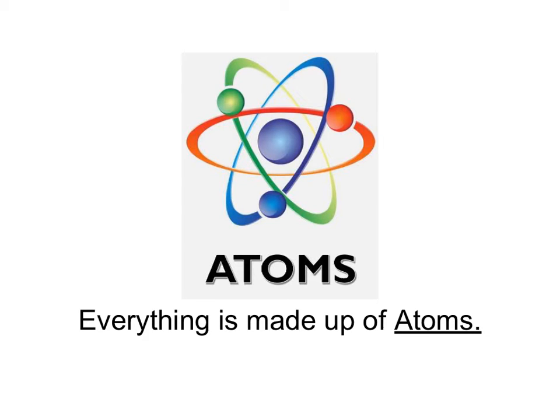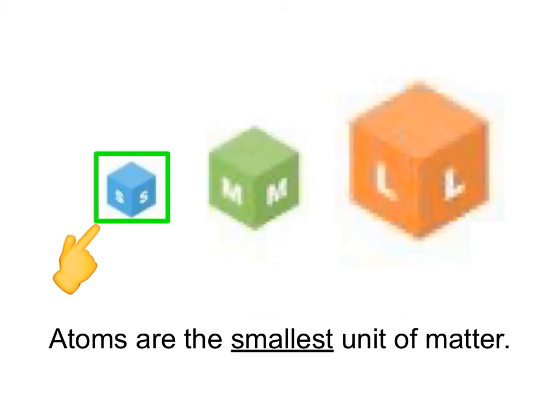Everything is made up of atoms. So your favorite foods are made up of atoms, and the air you breathe is made up of atoms. You are made up of atoms. Atoms are the smallest unit of matter. They're so tiny, you cannot see them with the naked eye. They also combine to make things like molecules and compounds, which make up everything that you can see and that you can touch.